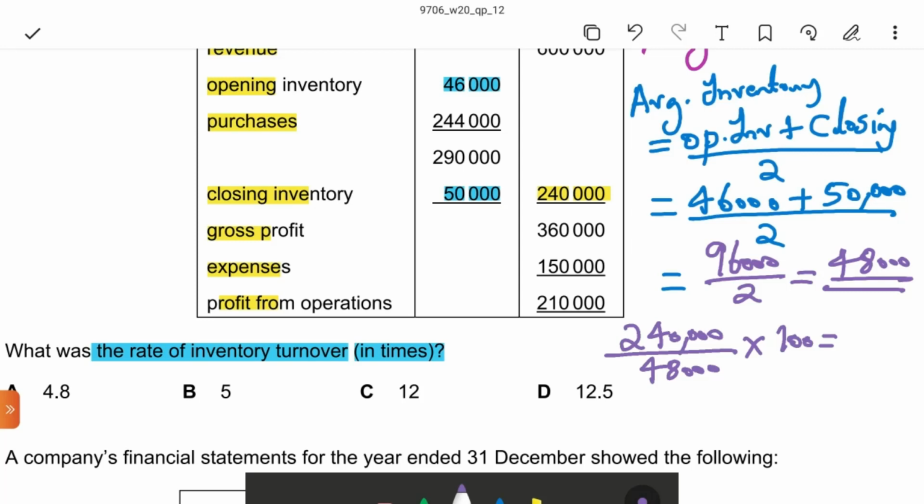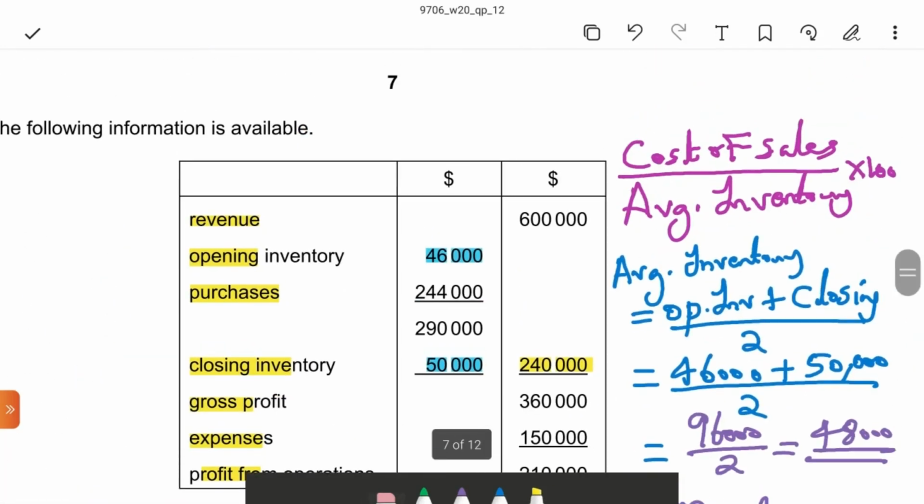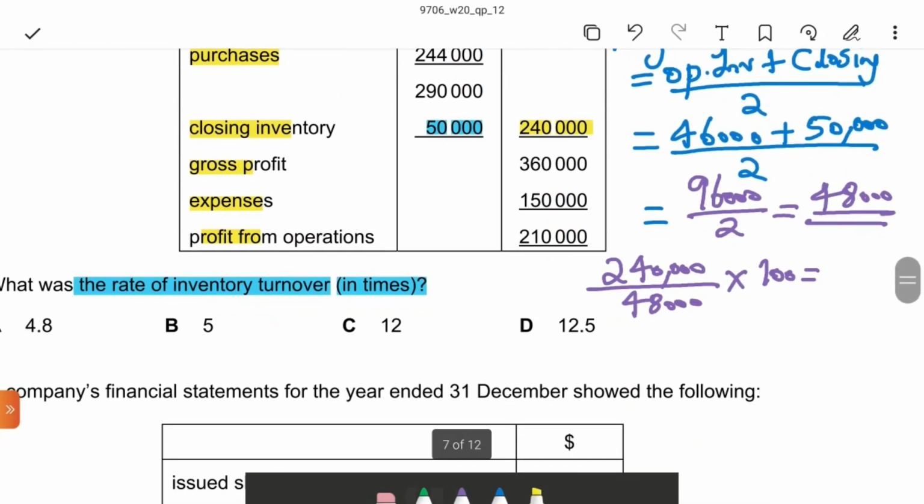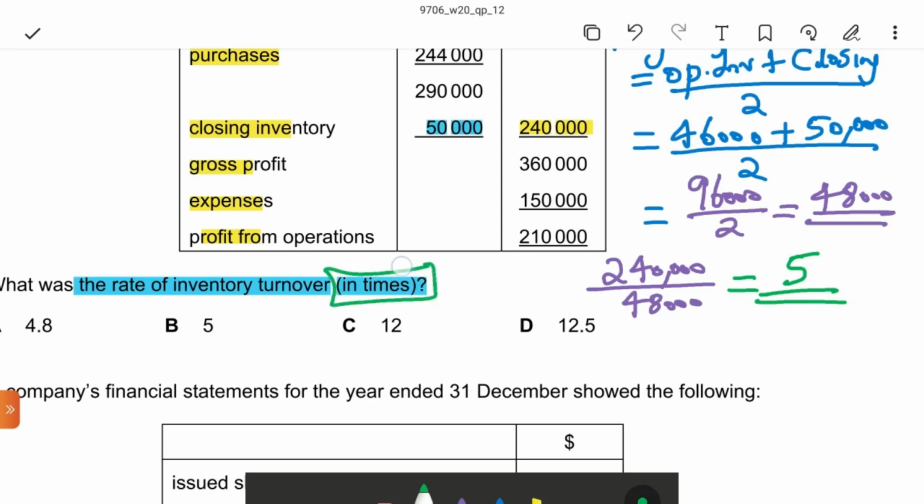is equal to, no need to multiply with 100. This is in times. So we have no need to multiply with 100. Equation 1 changes. So we have to only do cost of sales divided by average inventory, which is equal to 5. Because it's in times, no need to multiply with 100. So the correct answer is B.